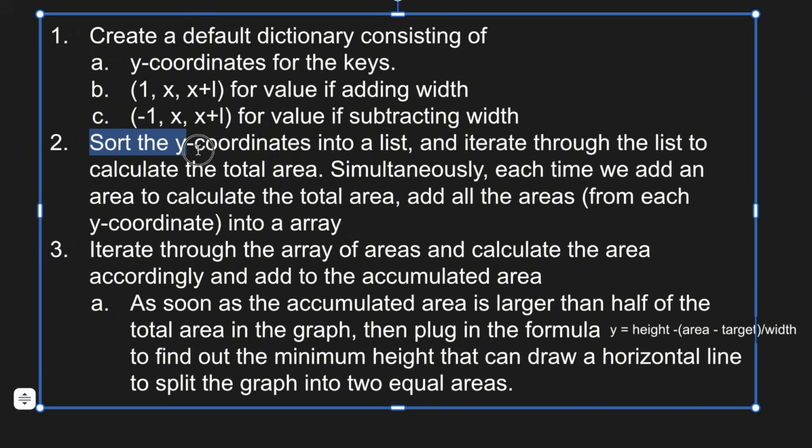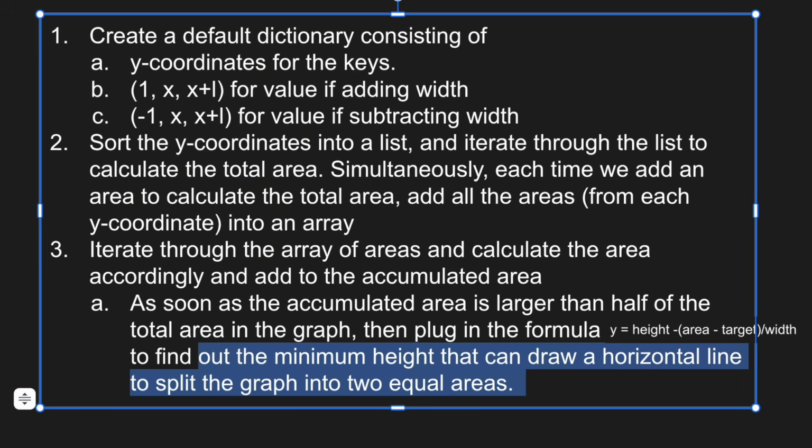Now afterwards, we will sort the y coordinates into a list, and then we will iterate through the list to calculate the total area. And simultaneously, as we are adding the area one by one to find the total area, we will add all the separate areas into an array. Now we will iterate through the array of areas that we just made here, and we will calculate the area accordingly and add to the accumulated area. And as soon as the accumulated area is larger than half of the total area in the graph, which is the target that we are looking for, then we can plug in this formula to find the minimum height where we can draw a horizontal line to split the graph into two equal areas.